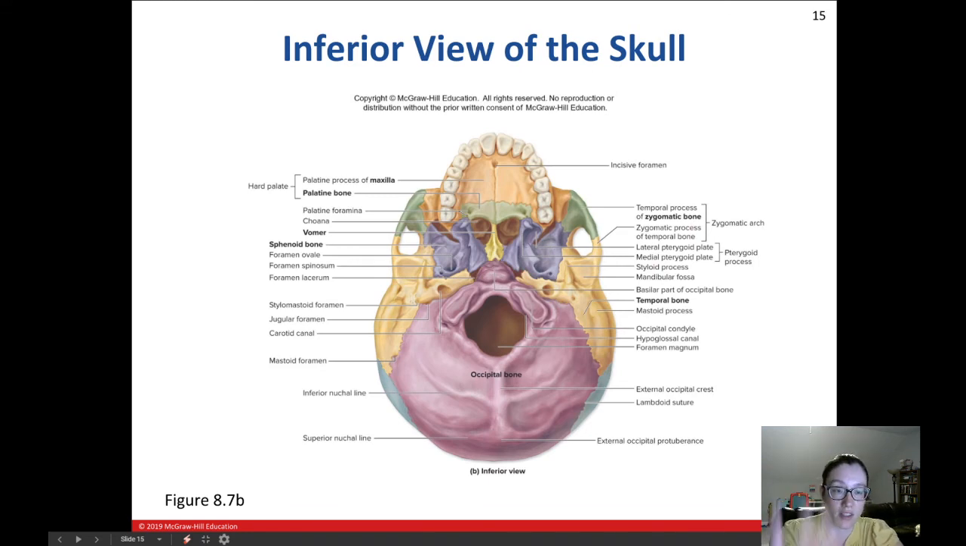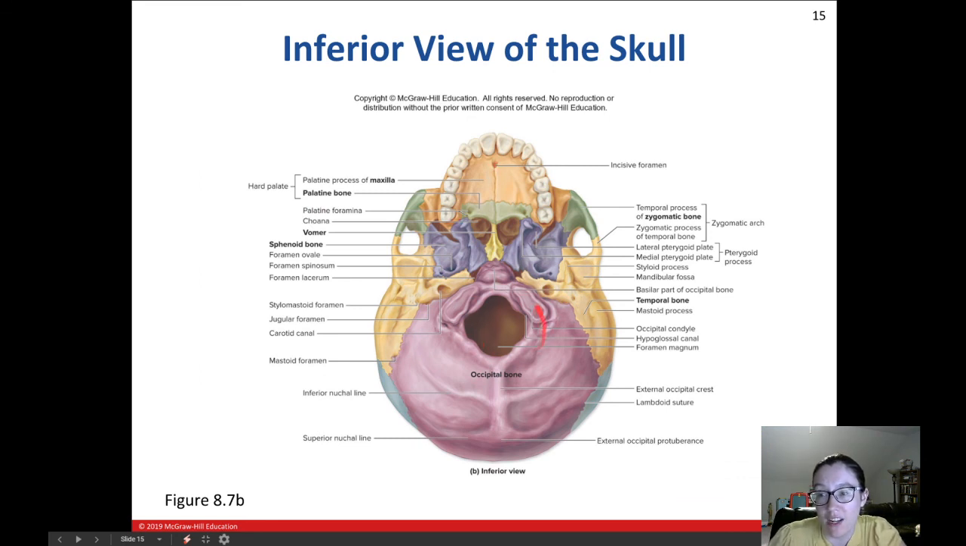You'll also have to look at the skull upside down. This is the inferior view of the skull, and we can see the hard palate pretty well here too. So this is going to be the palatine process of the maxilla and the palatine bone. They're going to make up the hard palate. And you do need to know the incisive foramen also.